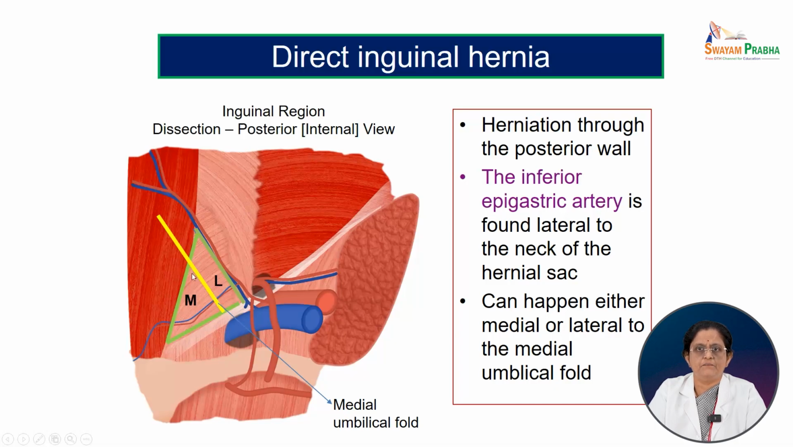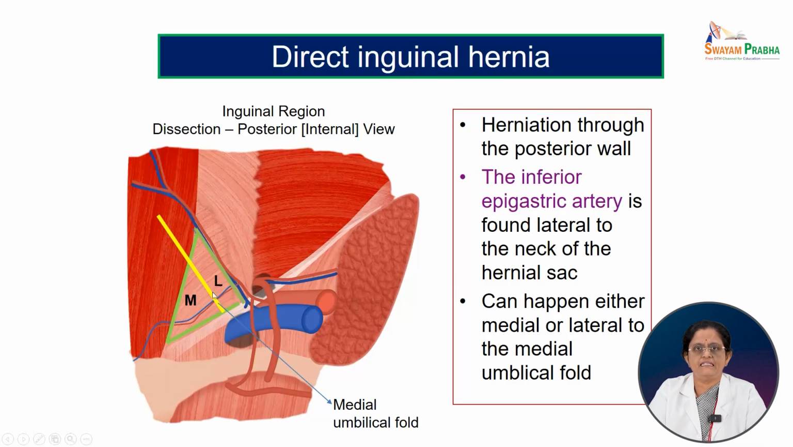So, this medial umbilical fold, which is raised by the obliterated umbilical artery, divides the direct inguinal hernia into a medial direct inguinal hernia and a lateral direct inguinal hernia. The most important thing is the inferior epigastric artery. What you are seeing here is that the inferior epigastric artery is going to be lateral to the neck of the hernial sac. The hernia is going to be in this triangle. Inferior epigastric artery is lateral to it.